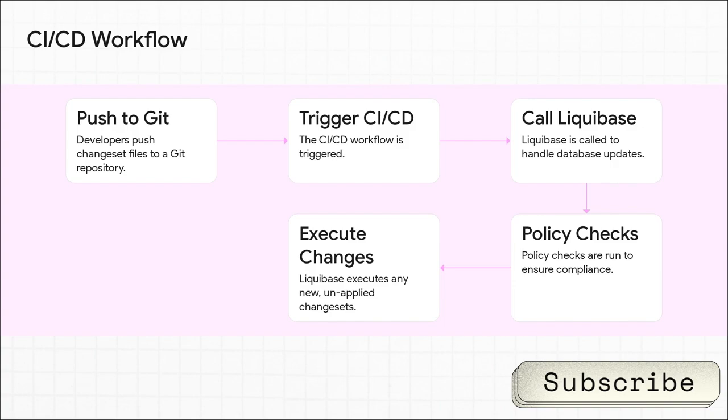Okay, so let's walk through how this all fits together in a modern workflow. A developer pushes a new change set to Git. Boom, that triggers the CI/CD pipeline. The pipeline calls Liquibase, which can even run some policy checks first to make sure everything is compliant. Then, if it all looks good, Liquibase intelligently figures out which change sets are new and executes only those. The database is always, perfectly, in sync with the code.